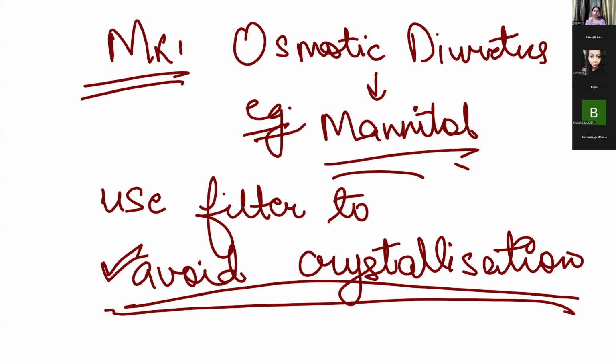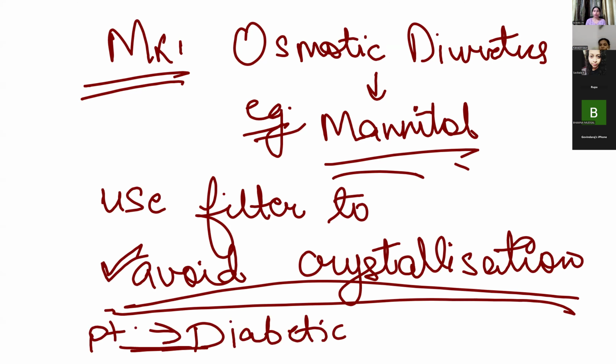Now there is one more thing. If you are giving osmotic diuretics, mannitol, it will also increase the sugar in the body. And if the patient is diabetic, then what you have to do is give insulin along with mannitol. In which condition will you give insulin? The patient is diabetic. Keep that thing in mind. Only if the patient is diabetic, then only you will give insulin. Fine? With mannitol.